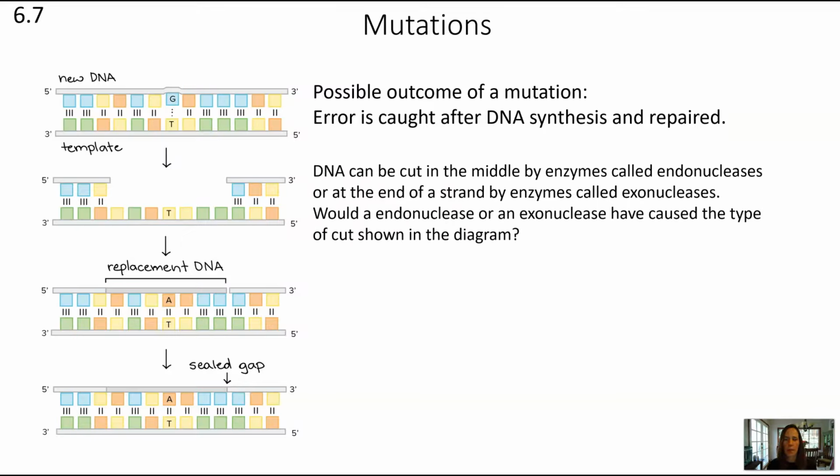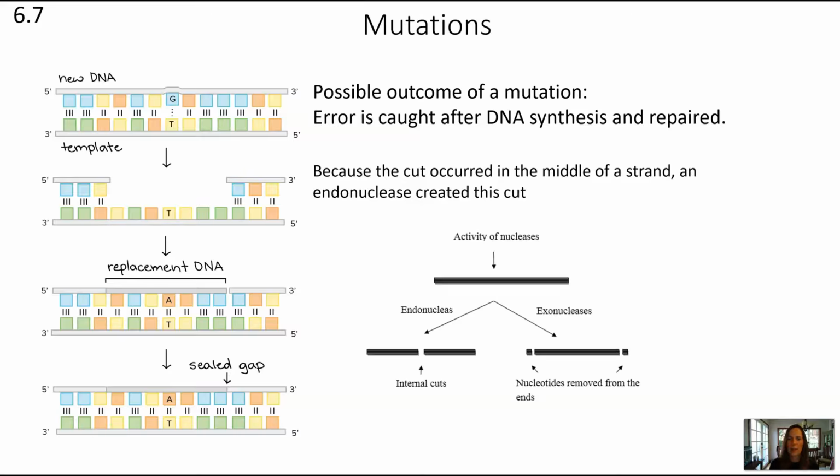A note on this diagram, that second one there where we can see that gap: DNA can be cut in either the middle or the end of the strand. If it's cut in the middle, the enzyme is called an endonuclease, and if it's cut at the end, it's called an exonuclease. What kind of enzyme do you think would be active here, looking at this diagram? Would this be an endonuclease or an exonuclease that would have made this cut? This would have been made by an endonuclease because it's in the middle of a strand. So here you can see endonuclease cuts in the middle, exonucleases cut from the ends.